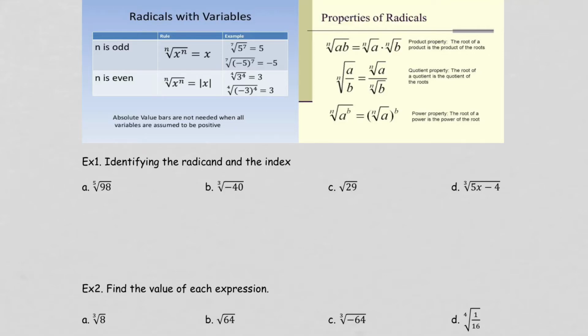This lesson, we're going to talk in a little more detail about radicals. Here are a few rules that will help you go over these sections. The first one is having an index that is odd or even. We call this the index.